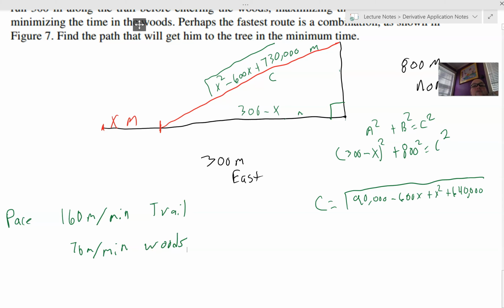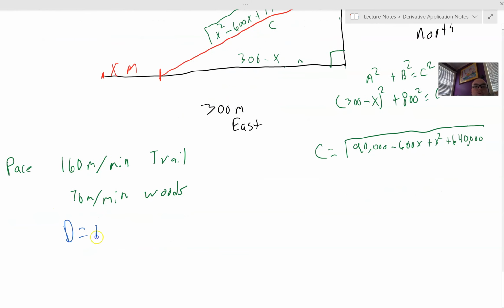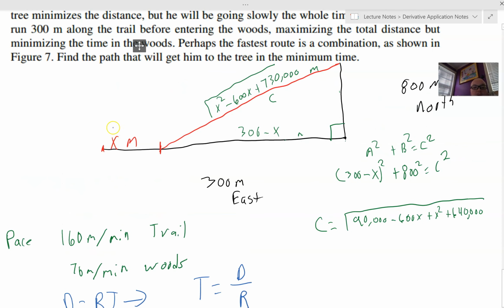Now, this is where your high school algebra and physics comes into play, and even chemistry. Well, we are told a distance, and we're told a rate. We don't know time. So we know distance is equal to rate times time. And so that means time is distance over rate. Well, let's calculate our total time. We're going to have the time traveled on the trail, so that's D1 over R1. And then we're going to have the traveling time in the woods, so that's D2 over R2.